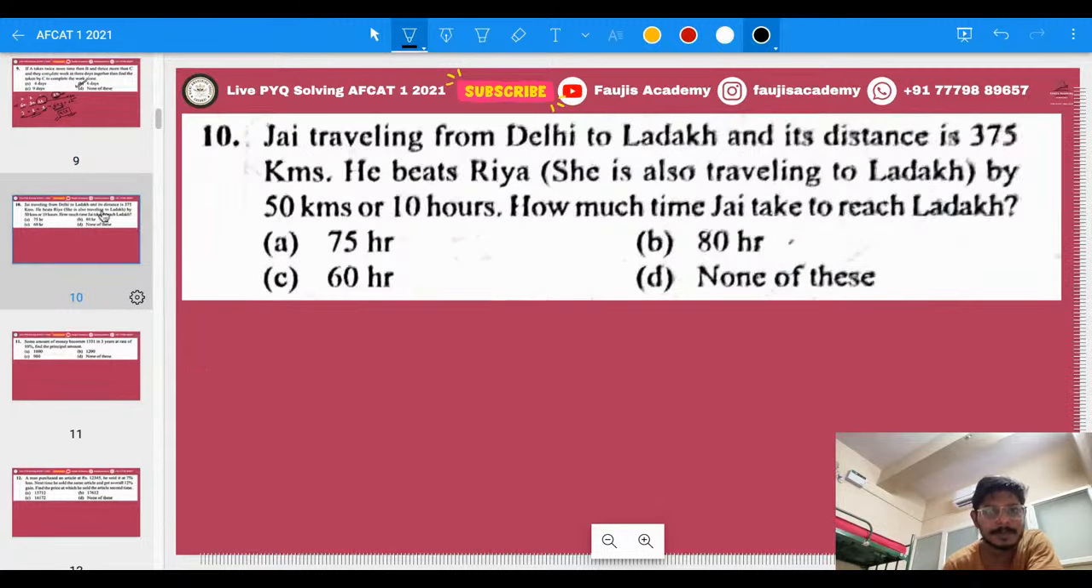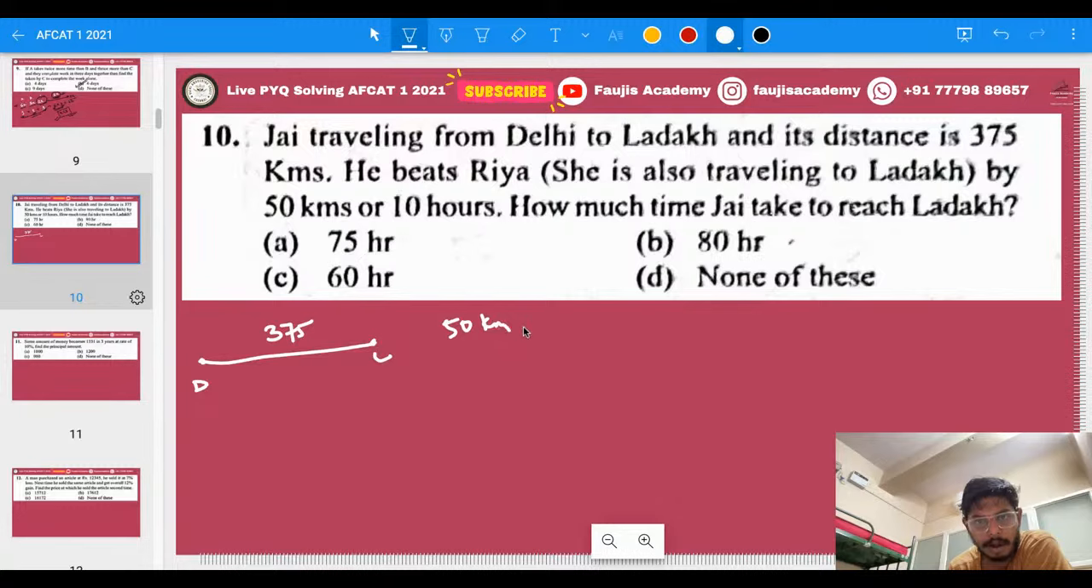That's correct. Question number 10, guys. Let's be quick, we lost time. Jai is traveling from Delhi to Ladakh, and the distance between Delhi and Ladakh is 375 kilometers. He beats Ria, who is also traveling to Ladakh, by 50 kilometers or 10 hours. If he beats Ria by 50 kilometers or 10 hours, can we say the speed of Ria is 50 by 10, that is 5 kmph?